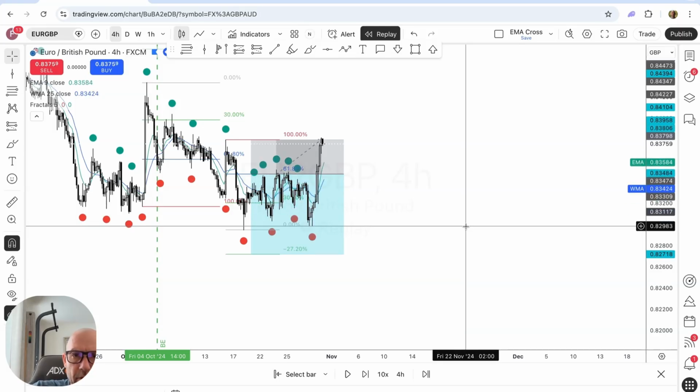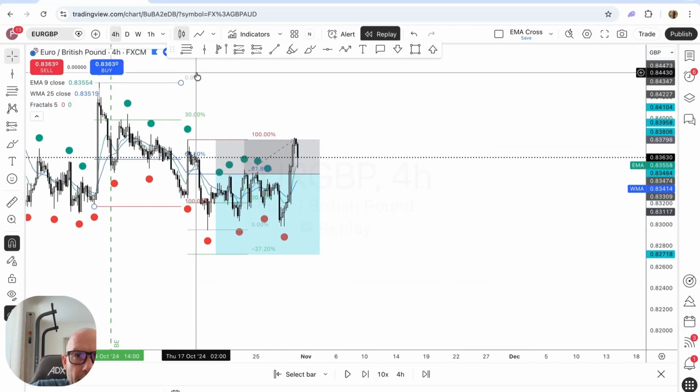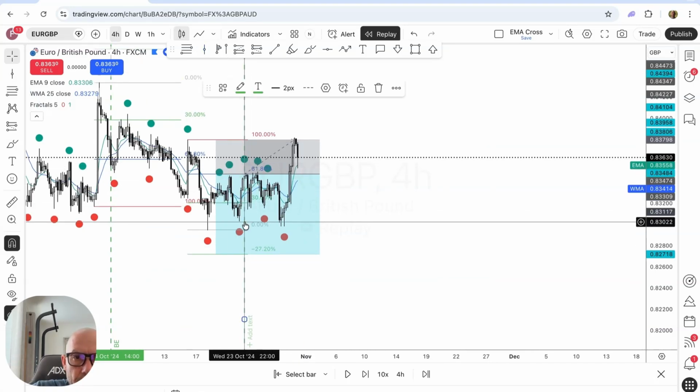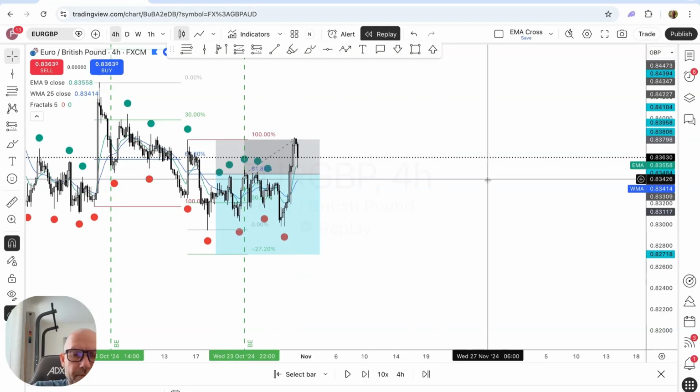Again, that's a break-even trade. Got our entry here, 30% break-even. And as you can see, that saved us from that loss.